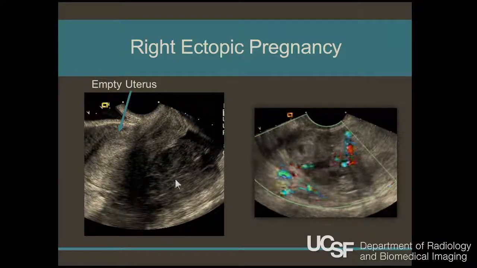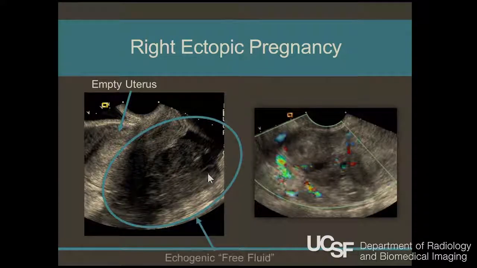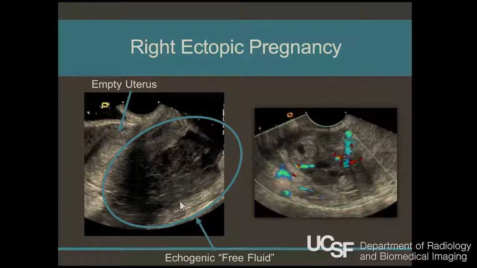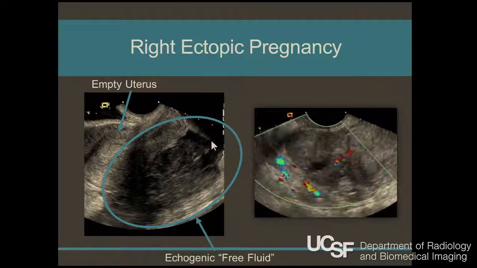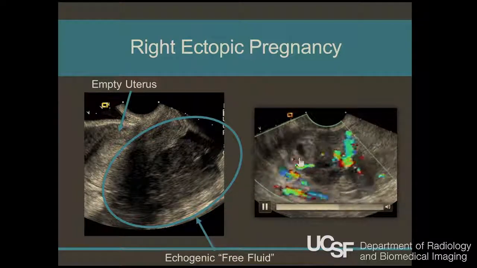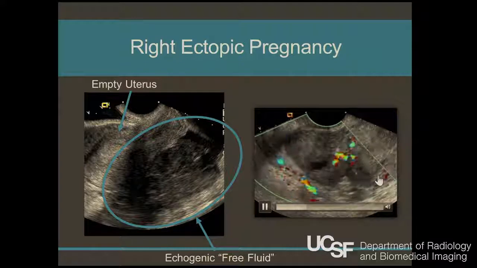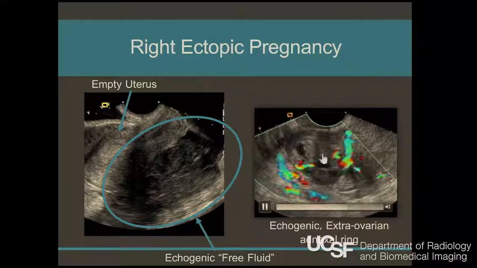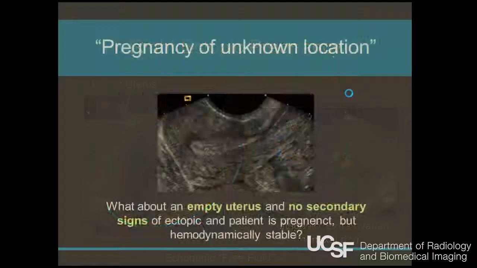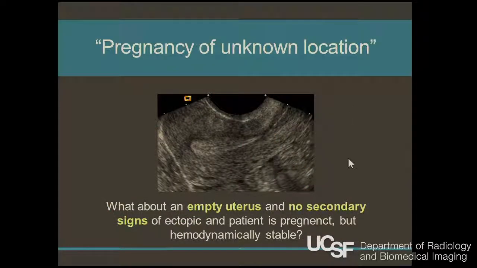The next thing, which is somewhat harder to visualize, is that all of this back here is coagulated blood. So you might see some echogenic free fluid as well, but there's tons of blood in the cul-de-sac. And then we see an echogenic ring that is extra ovarian. So here's the ovary, and next to it is this echogenic ring. So that diagnoses ectopic pregnancy, which hopefully you all know.